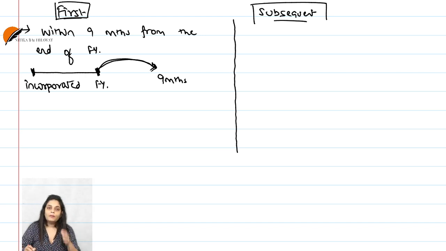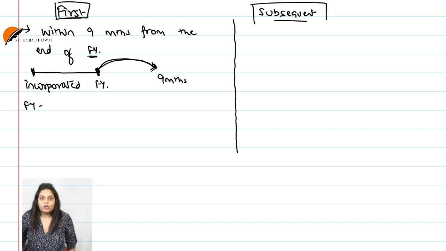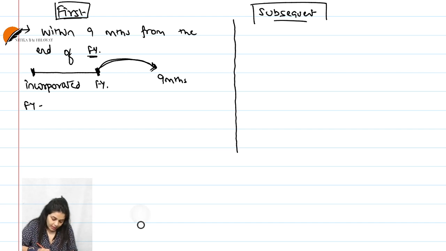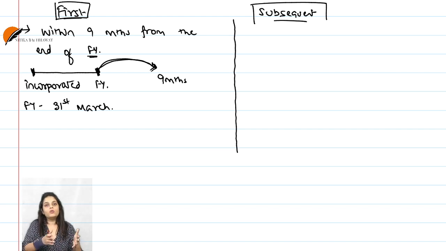Now, when we talk about within 9 months from the end of the financial year, this we understood. But what do we mean by the term financial year? So, Section 2, Clause 41. You know, Section 2 gives us all the definitions of the terms that are used in the Act. So, Section 2, Clause 41 defines the term financial year. It says it is a period which ends on the 31st of March. That is the period for which the books of accounts are laid down. And it ends on the 31st of March. So basically it begins on 1st of April and ends on 31st of March.